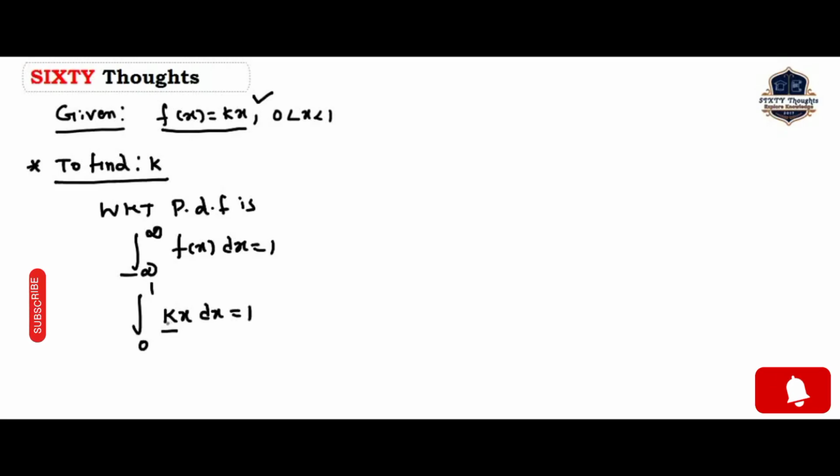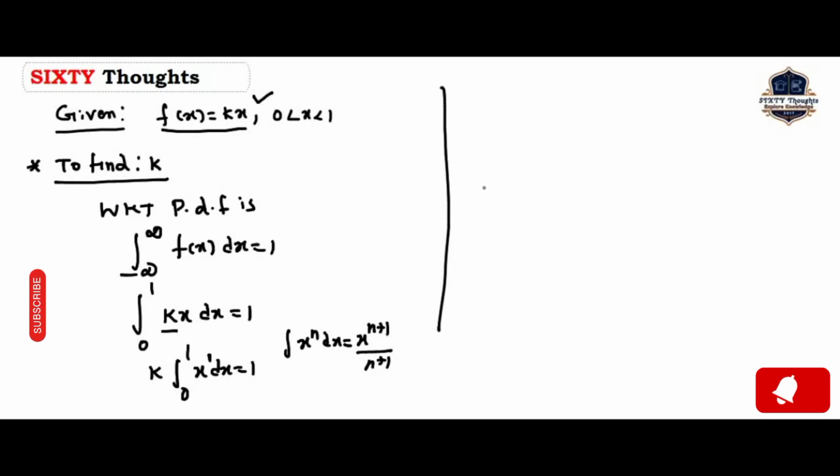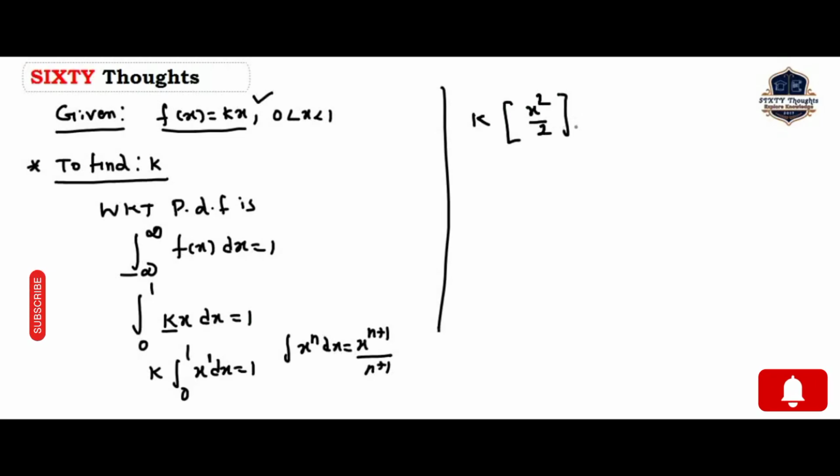Okay, so here k is a constant. We take it outside of this integral, and we get k into integral from 0 to 1 of x dx equal to 1, right? So we know the integration of x power n dx is x power n plus 1 by n plus 1, right? So here the n value is 1. Using the integration formula, we can write k into the integration of x dx, that is nothing but x square by 2, limit varies from 0 to 1, that is equal to 1, right?